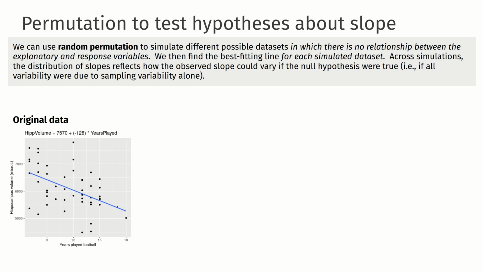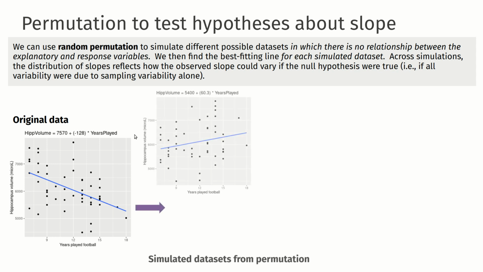So for each of those random permutations, we can find the best fitting line for each of those simulated data sets, just like we did with bootstrapping a few minutes ago. And across simulations, the distribution of slopes reflects how much we would expect that slope to vary, even if the null hypothesis were true. In other words, even if all the variability that's systematic were due to just sampling variability, differences between people that we would expect to see normally.